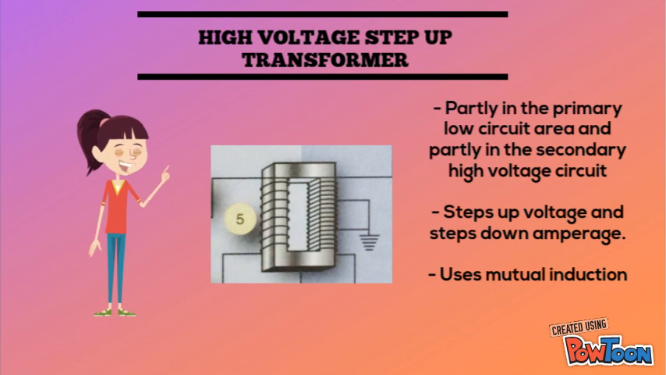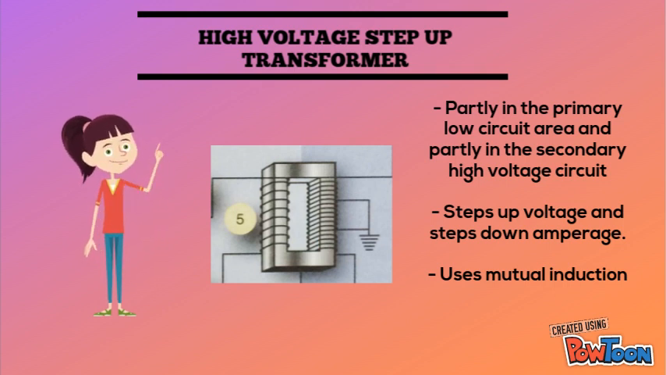The high voltage step-up transformer is located partly in the primary low voltage circuit area and partly in the secondary high voltage circuit. It uses mutual induction to step up the voltage and to step down the amperage to ensure that the electrons have enough energy to form X-rays.